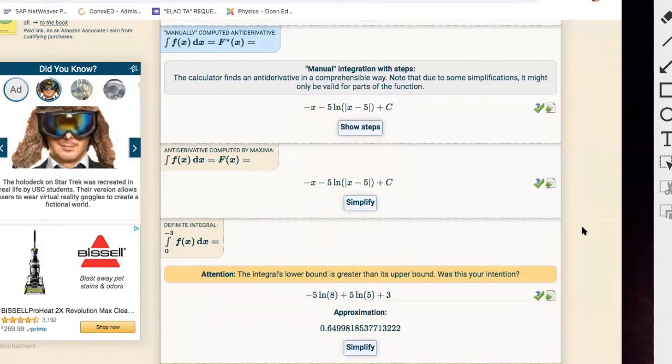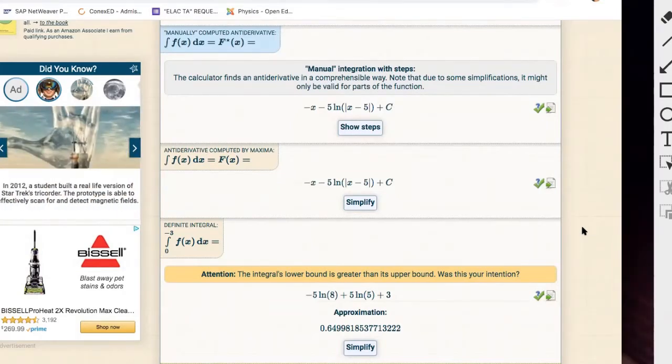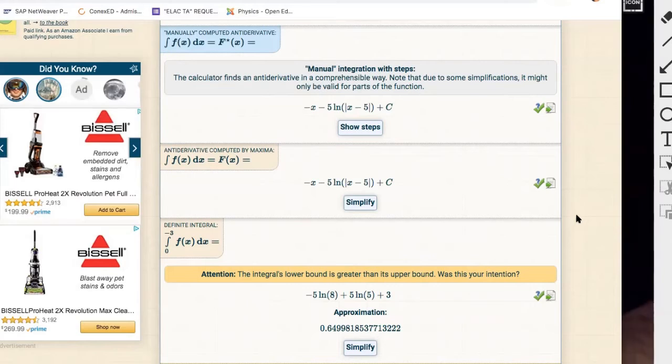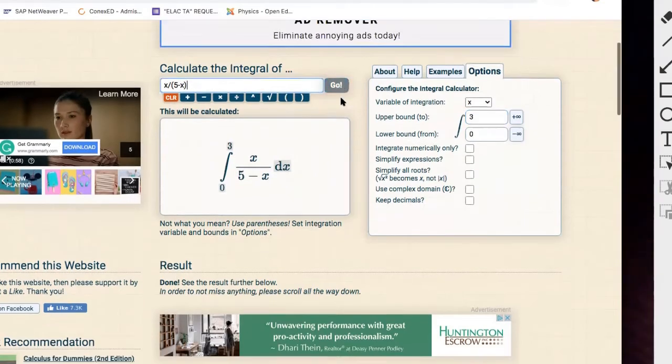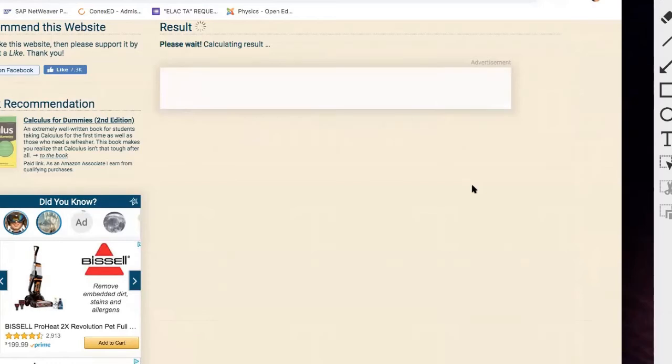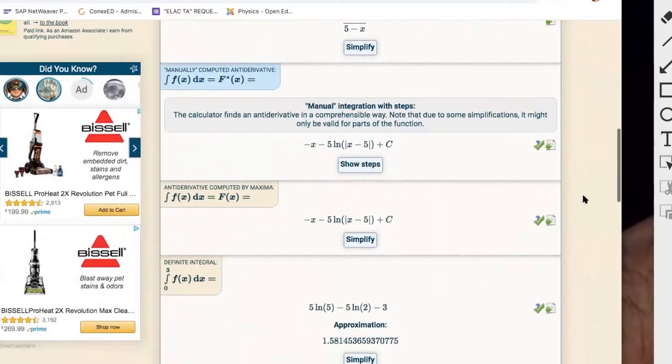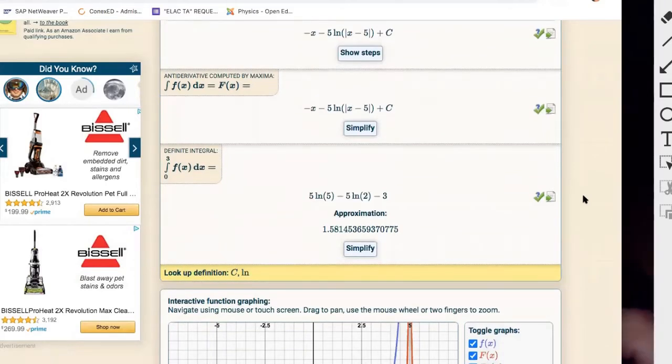Okay, let's write that down. 0.64998185, plus then 0 to 3 of the same thing. 0 to just 3. See, it's a completely different answer. 1.58145366, let's say. Okay.